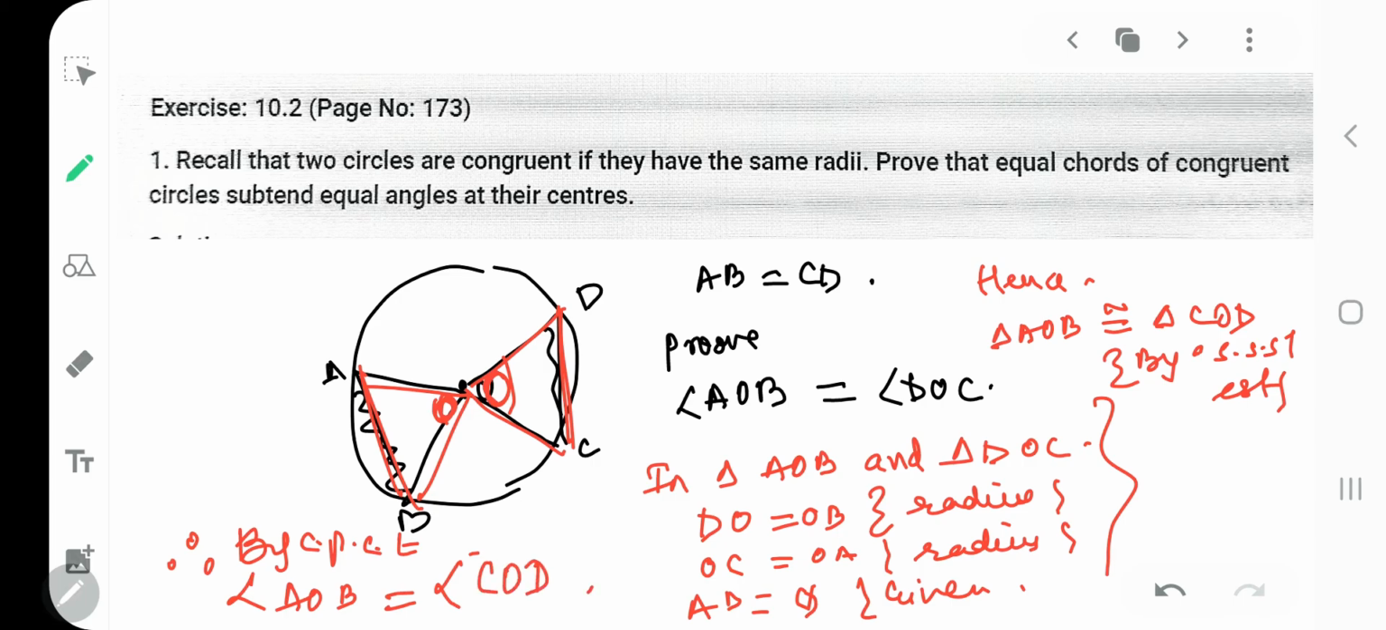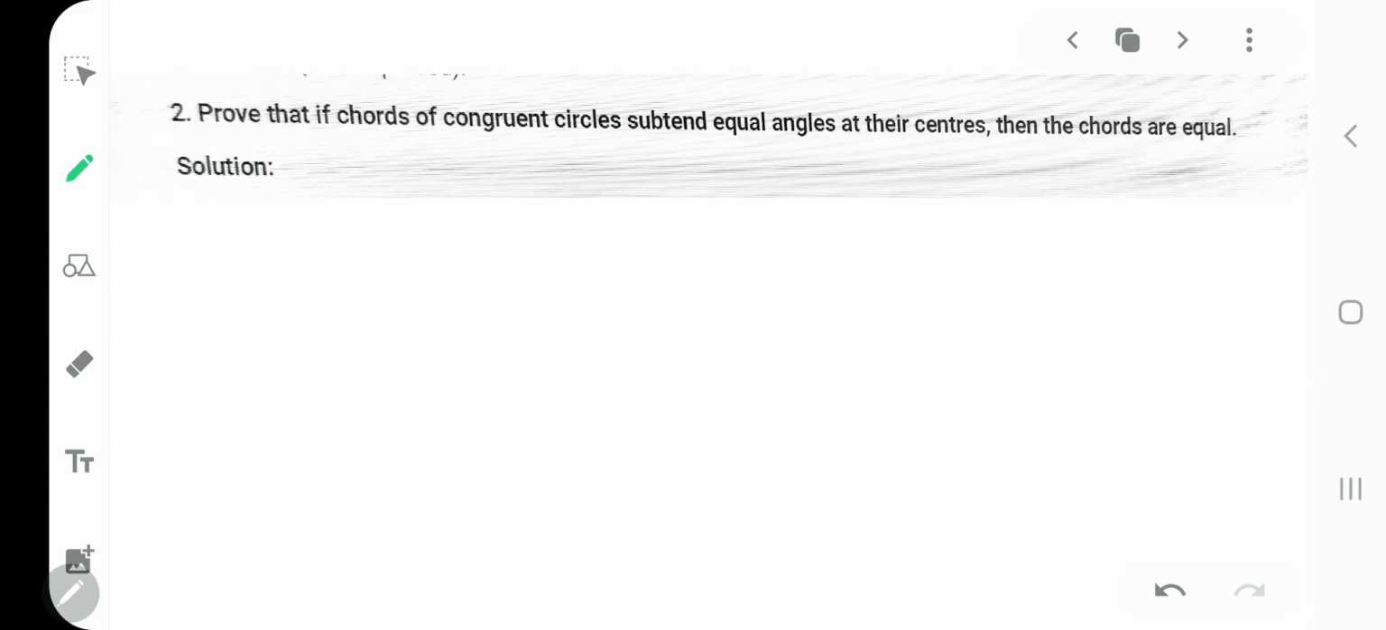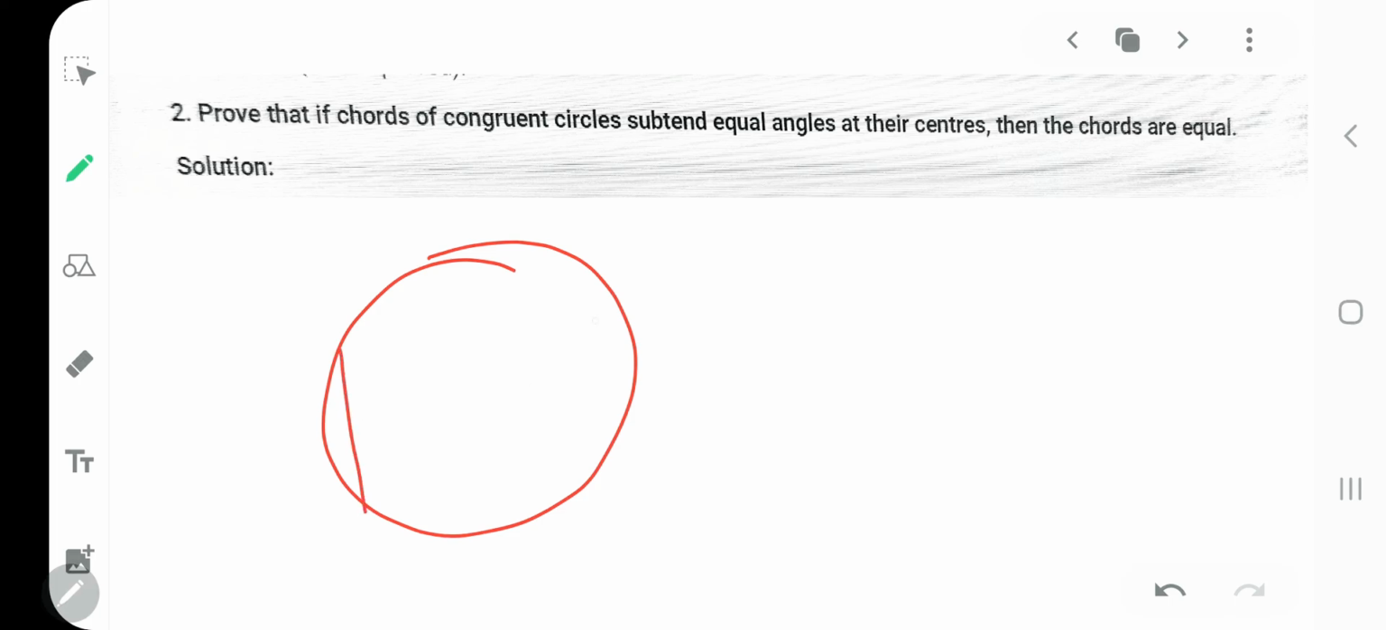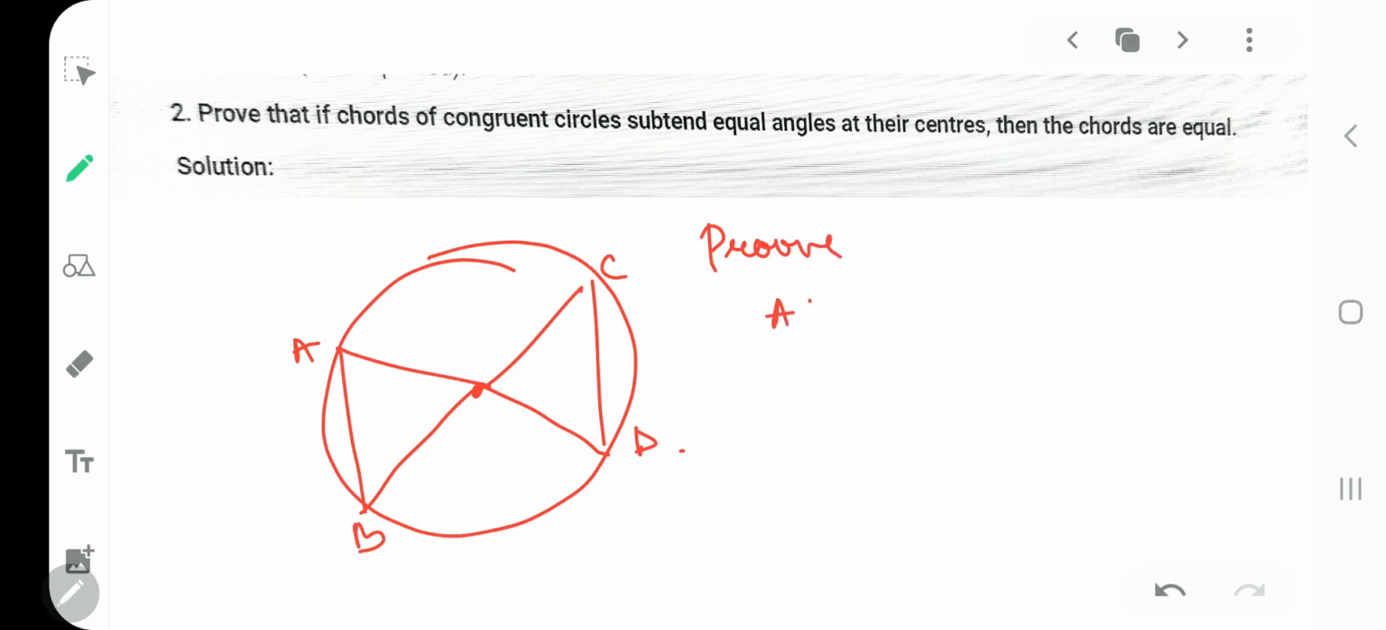Perfect? Yes, very good. Next we have prove that if the chords of a congruent circle subtend equal angles at the center, then the chords are equal. Exactly opposite of what we have done in my previous problem. In the previous problem, chords were equal and you proved the angles equal, but this time you have to prove that the chords are equal. So prove that AB is equal to CD, and it is given that they subtend equal angles. So given it is angle AOB is equal to angle COD. That's given. Shall we start?